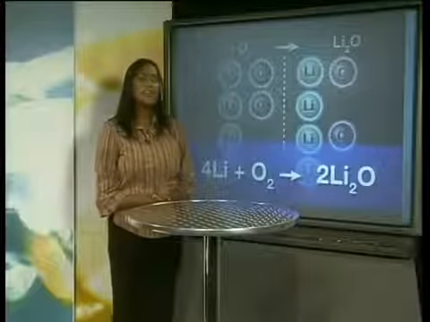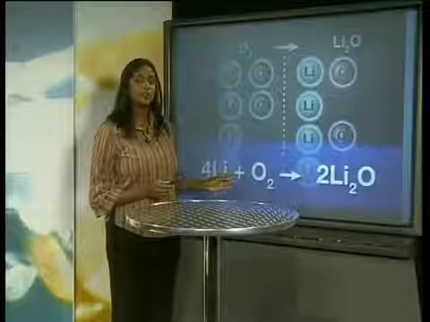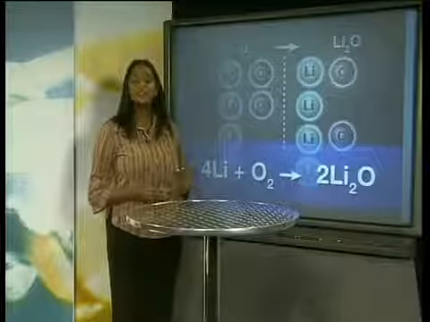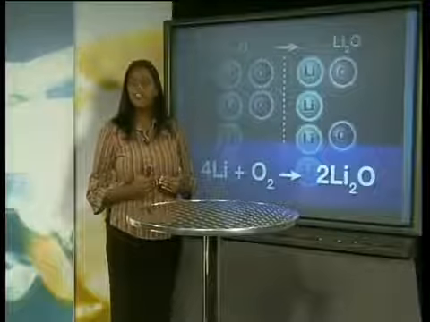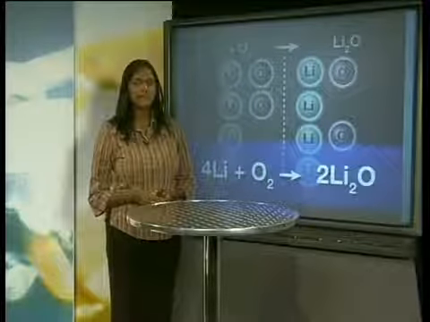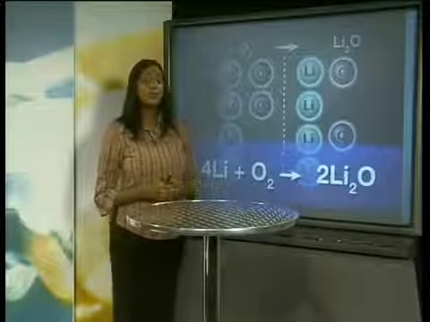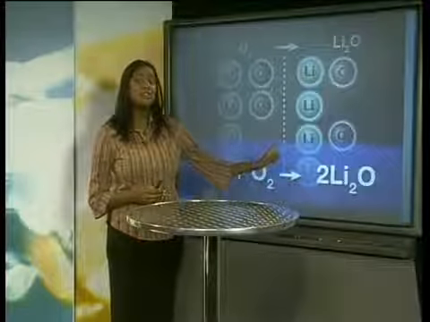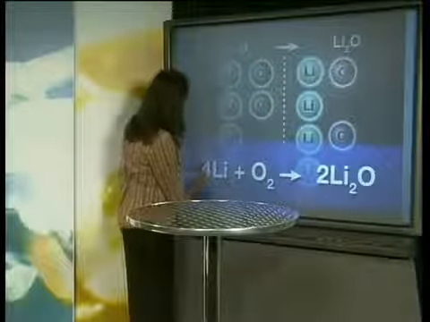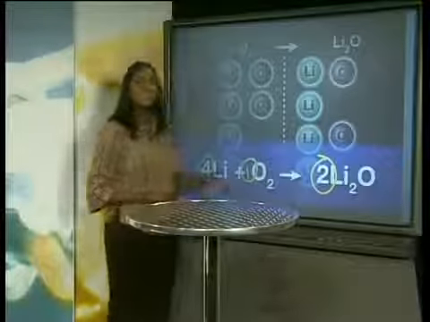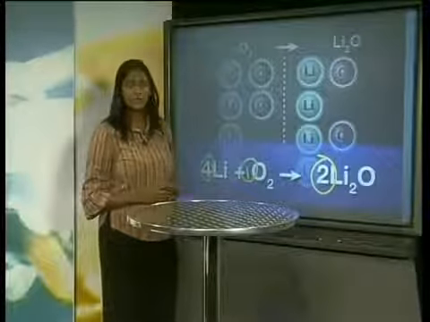Have another look at this balanced equation. The numbers in front of each of the formulae tell us the ratio of how the substances react. This means that the ratio of lithium to oxygen to lithium oxide is 4 is to 1 is to 2. This ratio is in the simplest form.